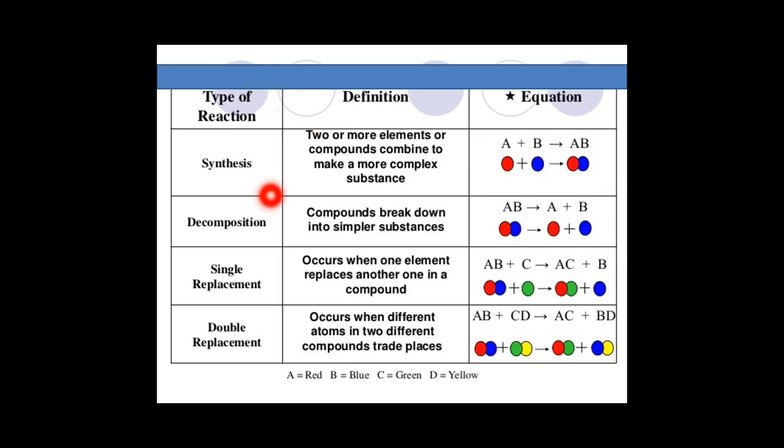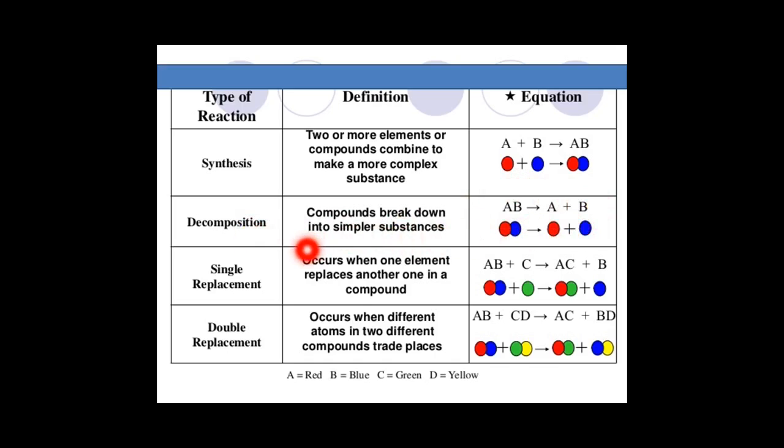Types of reaction, definitions, equations. This is a general representation of each reaction. Synthesis: two or more elements or compounds combine to make a more complex substance. So in synthesis or combination reactions, two or more elements or compounds combine and form a more complex new substance. In decomposition, compounds break into simpler substances. Compound AB splits into A and B. So this is a general representation of a decomposition reaction.